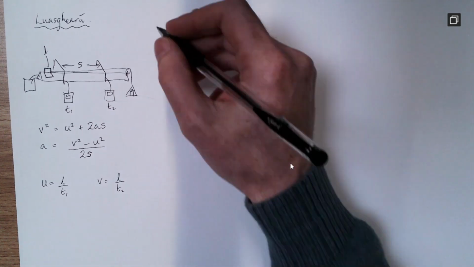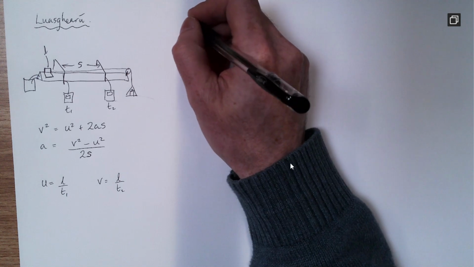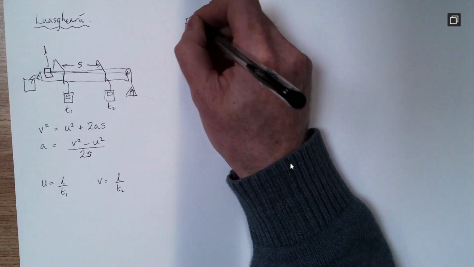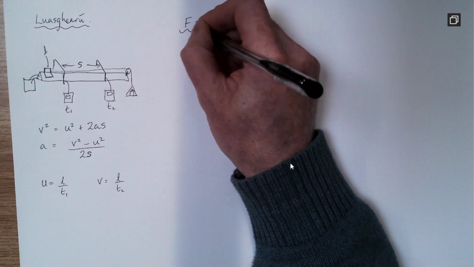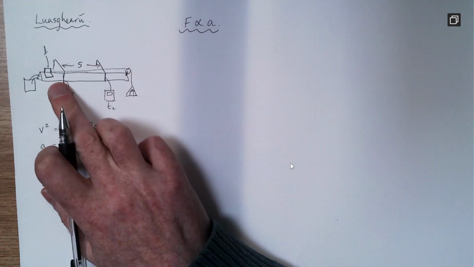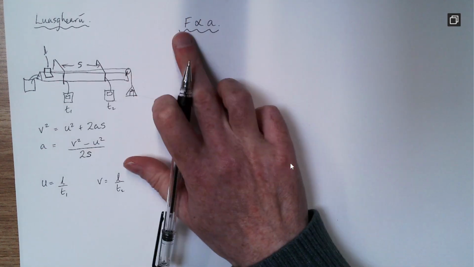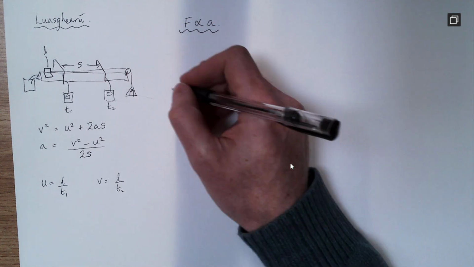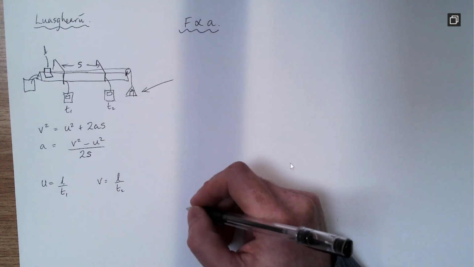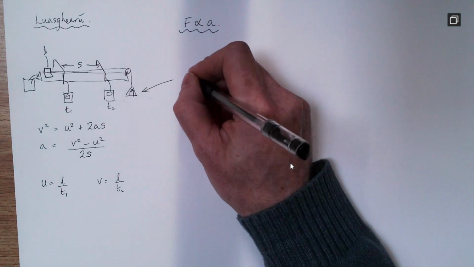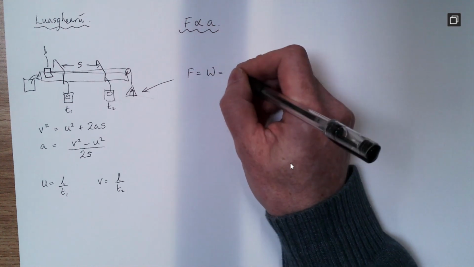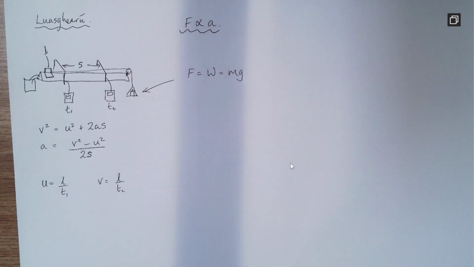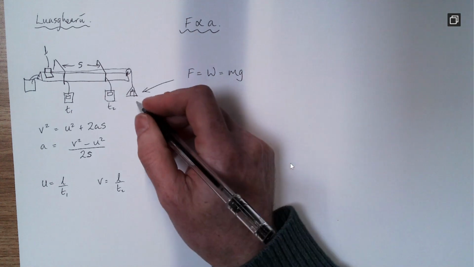Now the formula is F equals ma. So that is the force, and the force is directly proportional to acceleration. Now, when you change the force, the force is equal to the weight, which is equal to mass times gravity. Okay, so force is equal to weight, which is the mass times gravity.